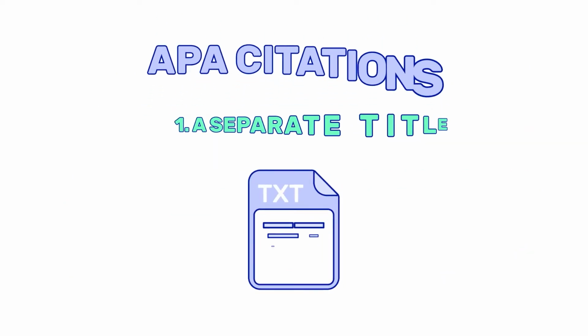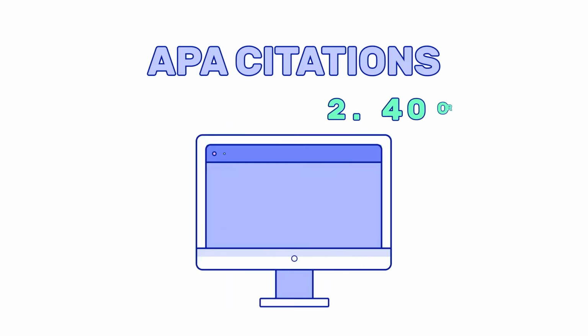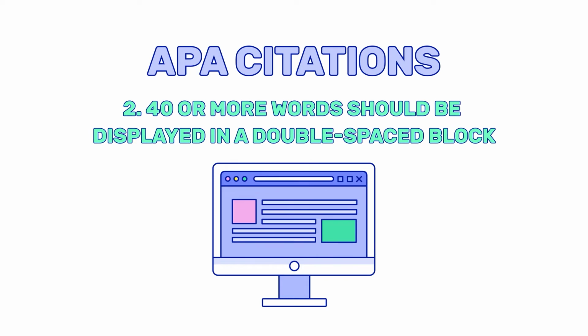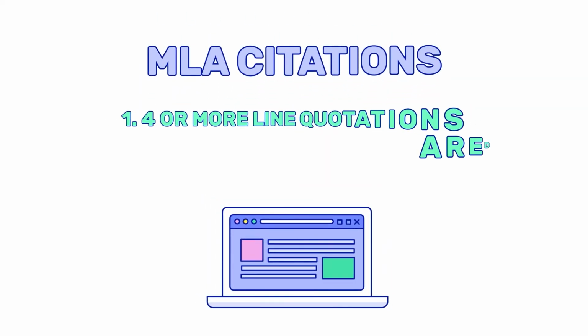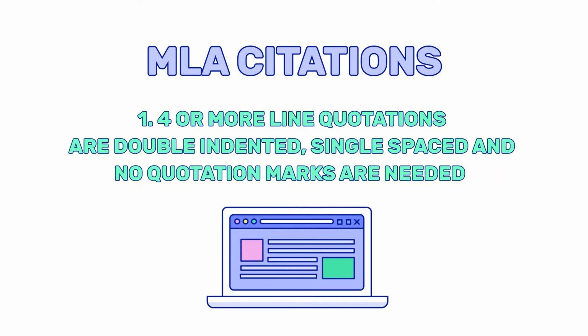You'll need a separate title page when using APA citations, but not when you're using MLA. For long quotations in APA, 40 or more words should be displayed in a double-spaced block. No quotation marks are needed, but include 5 spaces from the left margin. In MLA citations, 4 or more line quotations are double indented, single-spaced, and no quotation marks are needed.